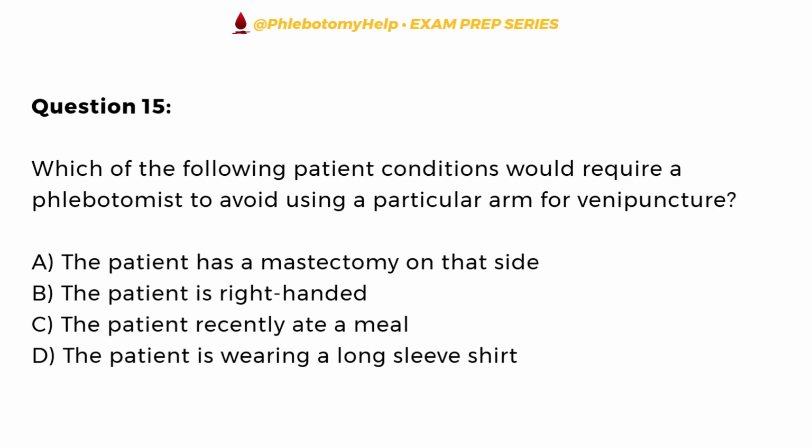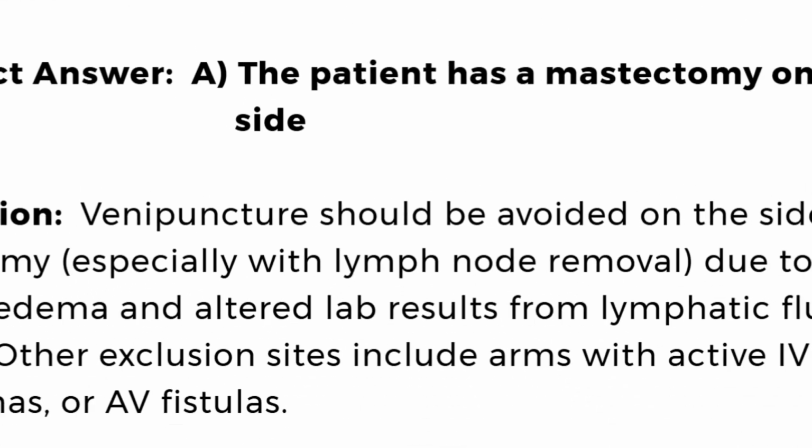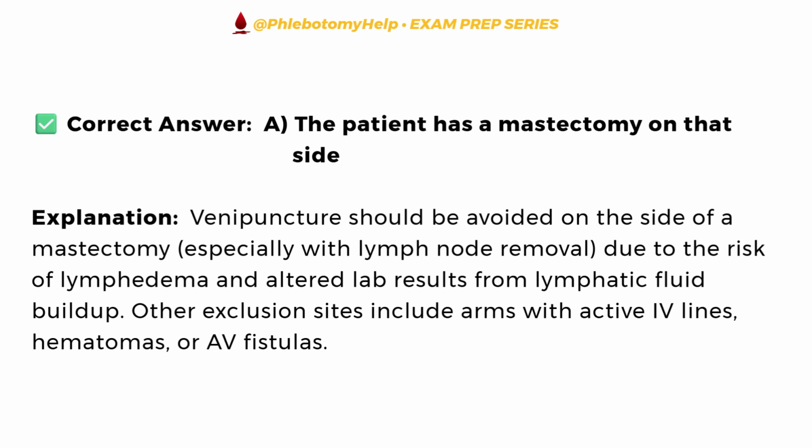Question 15. Which of the following patient conditions would require a phlebotomist to avoid using a particular arm for venipuncture? Is the correct answer A, B, C, or D? The correct answer is A. The patient has a mastectomy on that side.